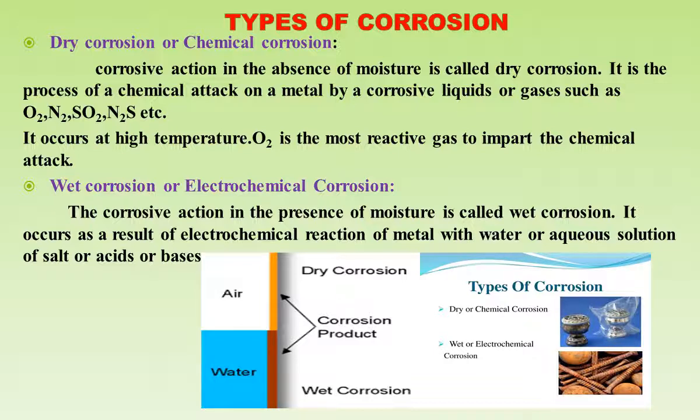If you look at the picture of dry corrosion, for example silver ornaments or silver vessels kept in an open place, nothing much happens, but some gases change the color of those vessels. And in wet or electrochemical corrosion, ordinary iron materials placed in the open will react with the moisture and form a brown layer on the surface of the metal. So that is the difference between the types of corrosion.